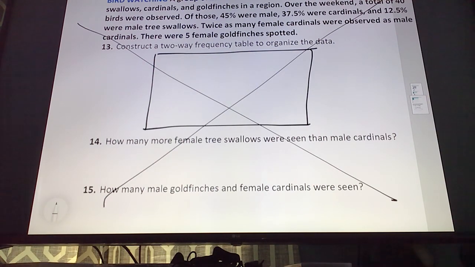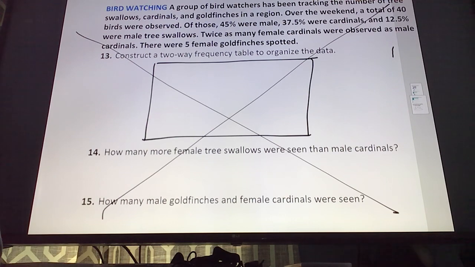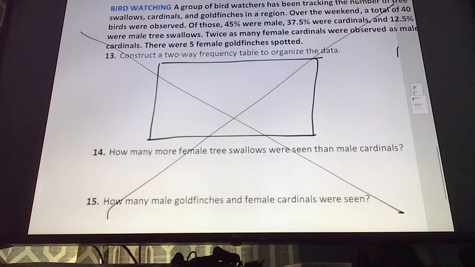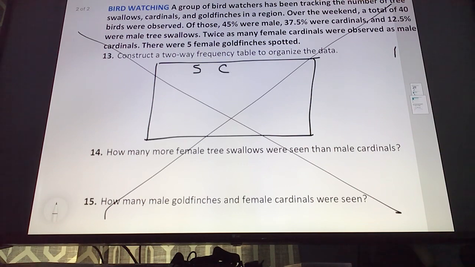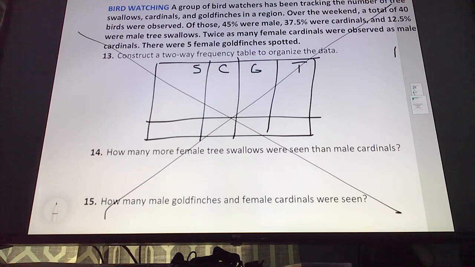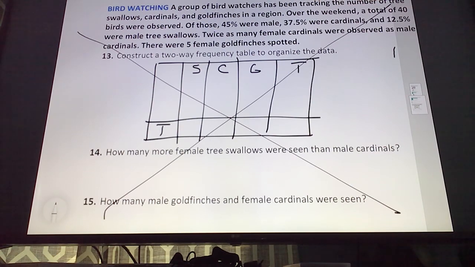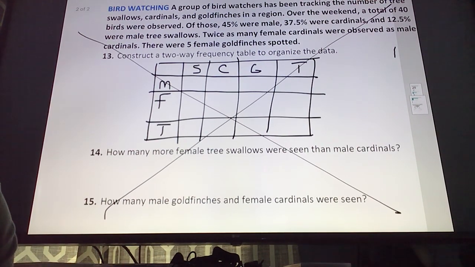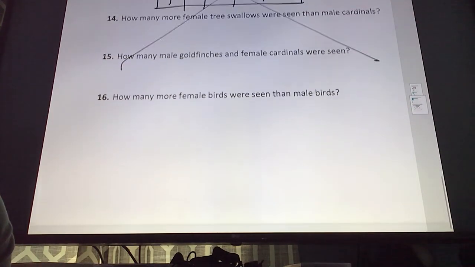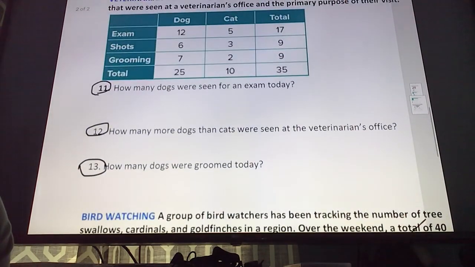So we're going to have tree swallows, cardinals, goldfinches, and this is going to be a total. We know that this one's going to be a total. Of these, we've got males and females. You can fill in that frequency table and answer those questions for extra credit, but you need to do 11, 12, and 13.